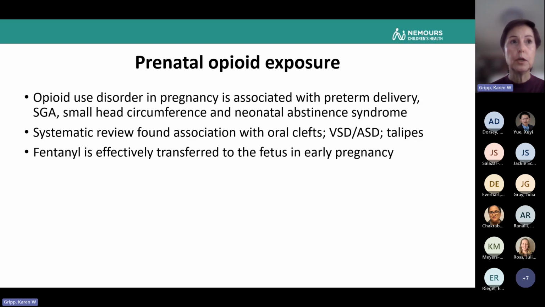We also already know that fentanyl is very effectively transferred to the fetus in early pregnancy. So if we want to postulate that fentanyl might be driving this phenotype, it is definitely necessary that it does get transferred to the fetus in early pregnancy, and we do know that that's the case.